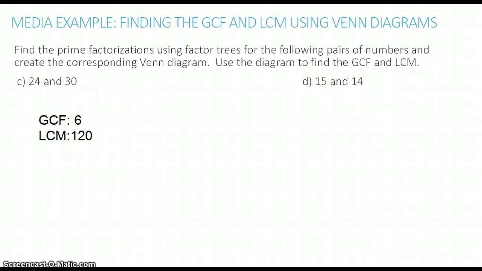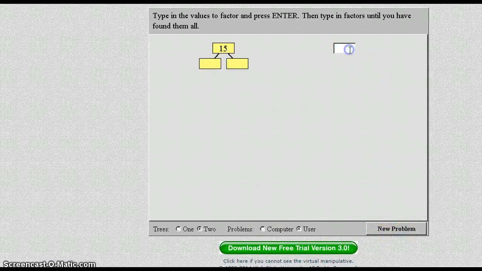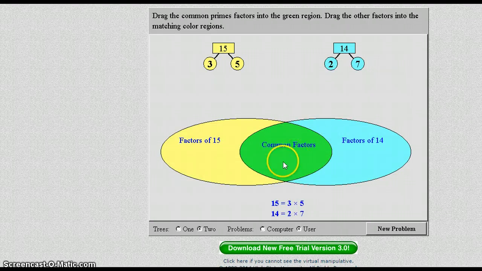Okay, we have one more, 15 and 14. So 15 is 3 times 5, and 14 is 2 times 7. Notice they don't have any common factors besides 1. So I need to drag the 3 and the 5 into 15, and the 2 and the 7 into 14.